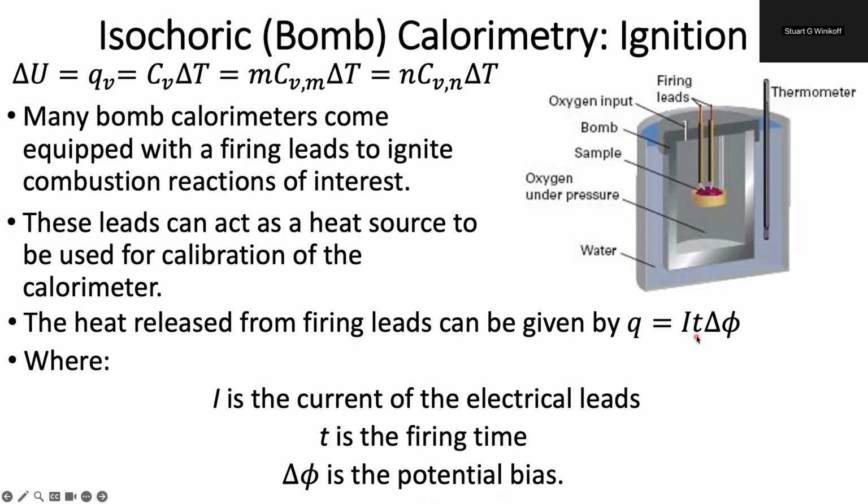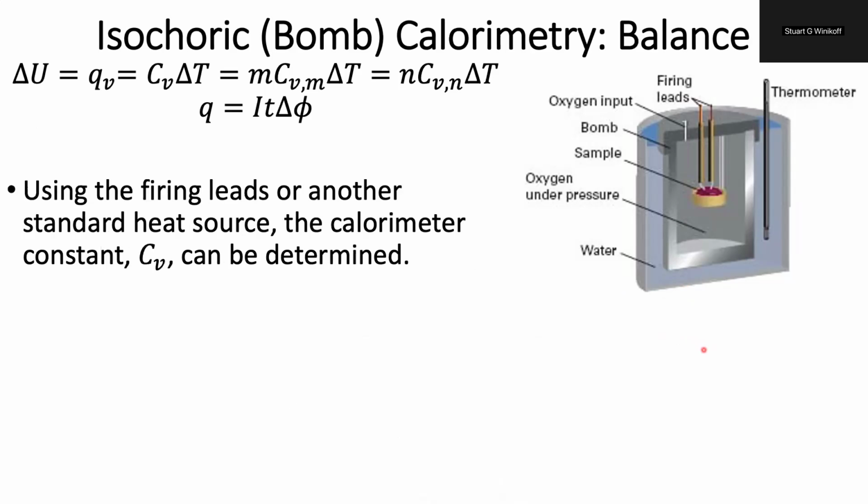The second is going to be how long you let that current run. The longer you let the current run, the more energy. And the third one is the potential bias. So essentially, how many volts of energy is being carried by every amp of current. If you multiply these three together, you can figure out exactly how much energy was released by the firing leads. Then, once you use these firing leads, you can use this to determine how much energy entered the system.